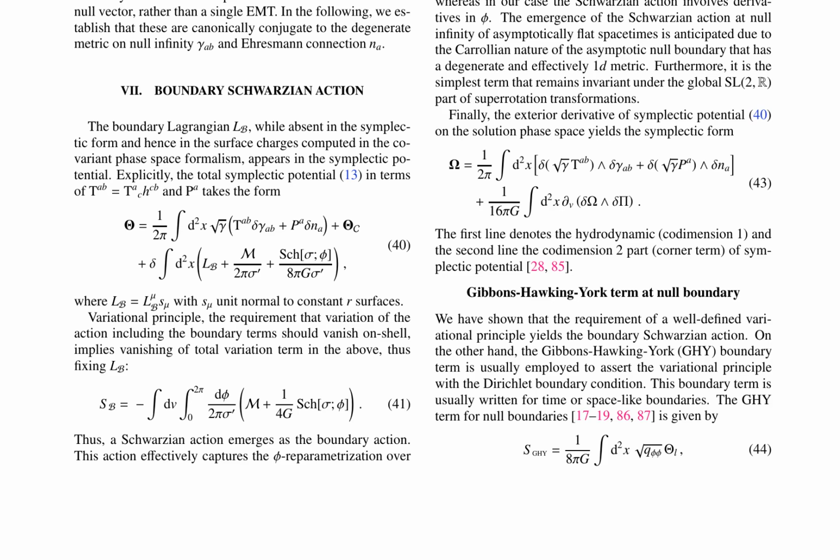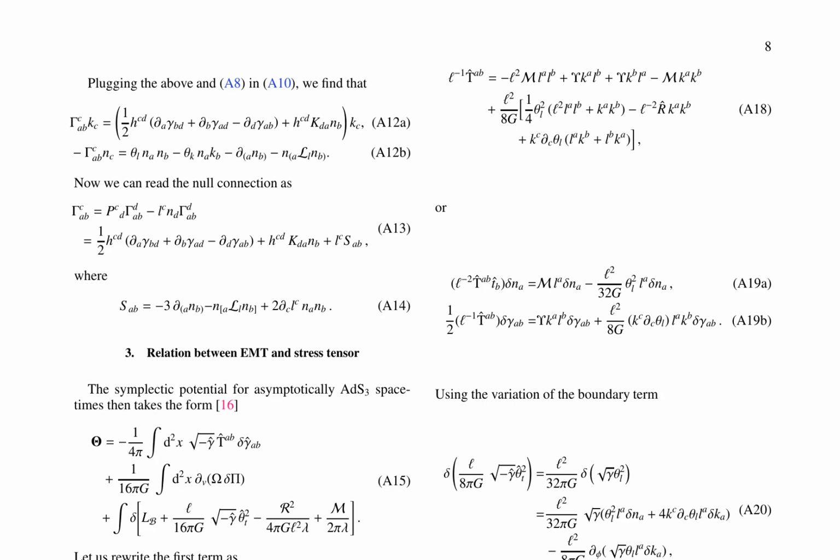The same boundary action can be obtained from the Gibbons-Hawking-York term at the asymptotic null boundary, equation 44, related to the Gibbs free energy density and the Frolov-Thorne temperature, equation 42. The solution space is described by 4 functions on the null boundary, specifying the stress tensor and current, and boundary degrees of freedom that form a thermal system at Frolov-Thorne temperature, governed by the Schwarzian action.